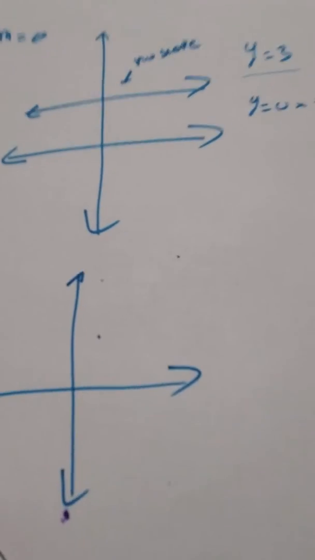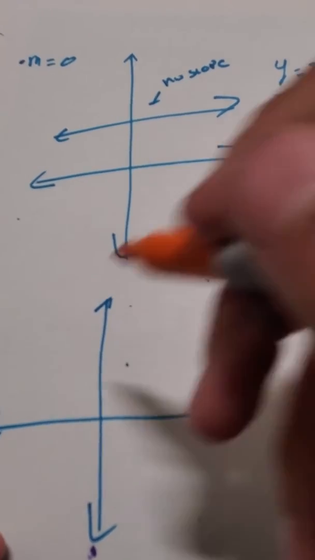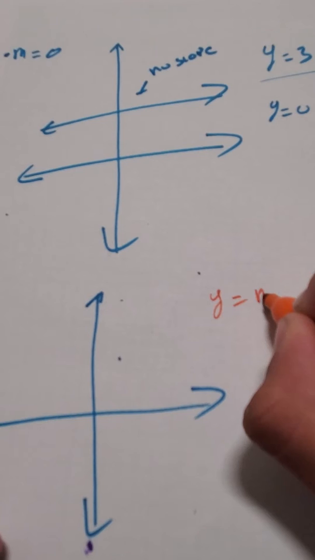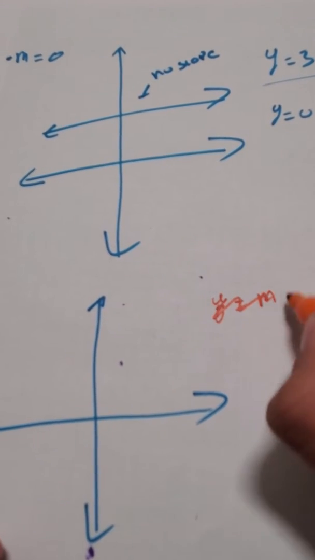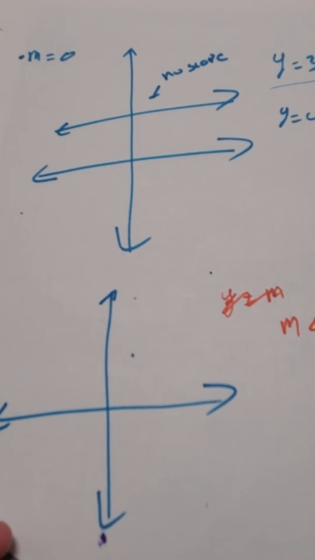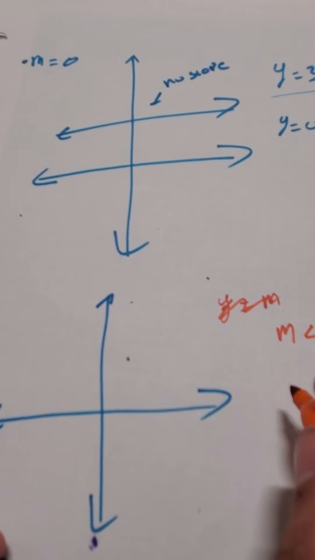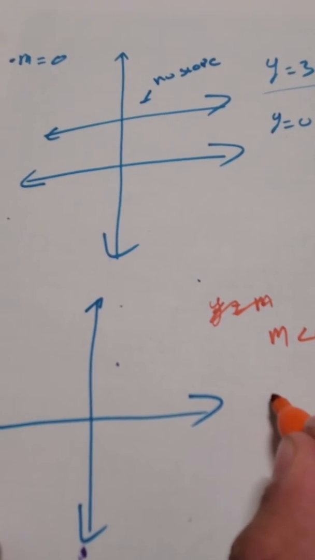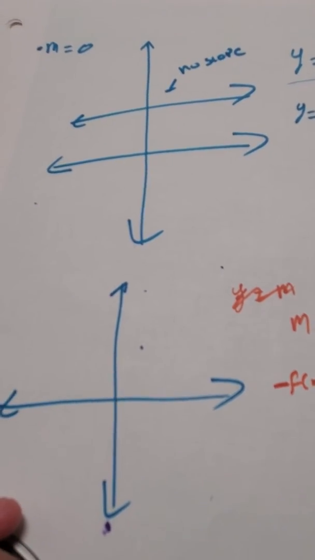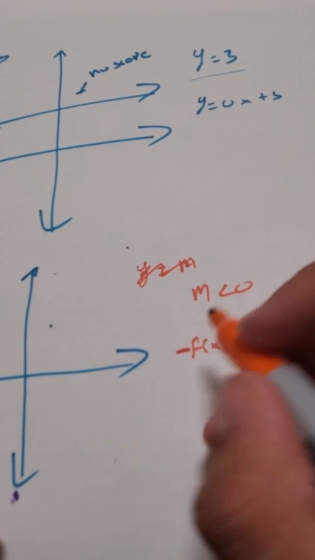We also have, what if m is negative? What if m is less than 0? Well, if you remember from a previous video on transformations of graphs, if f of x is negative, it flips. It reflects across the x-axis.